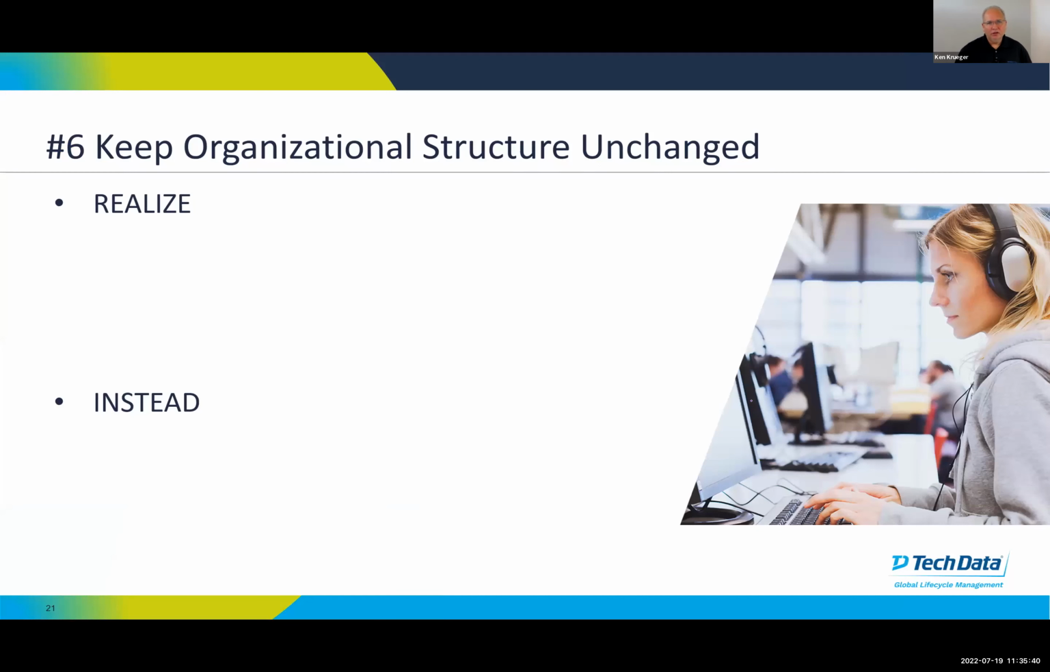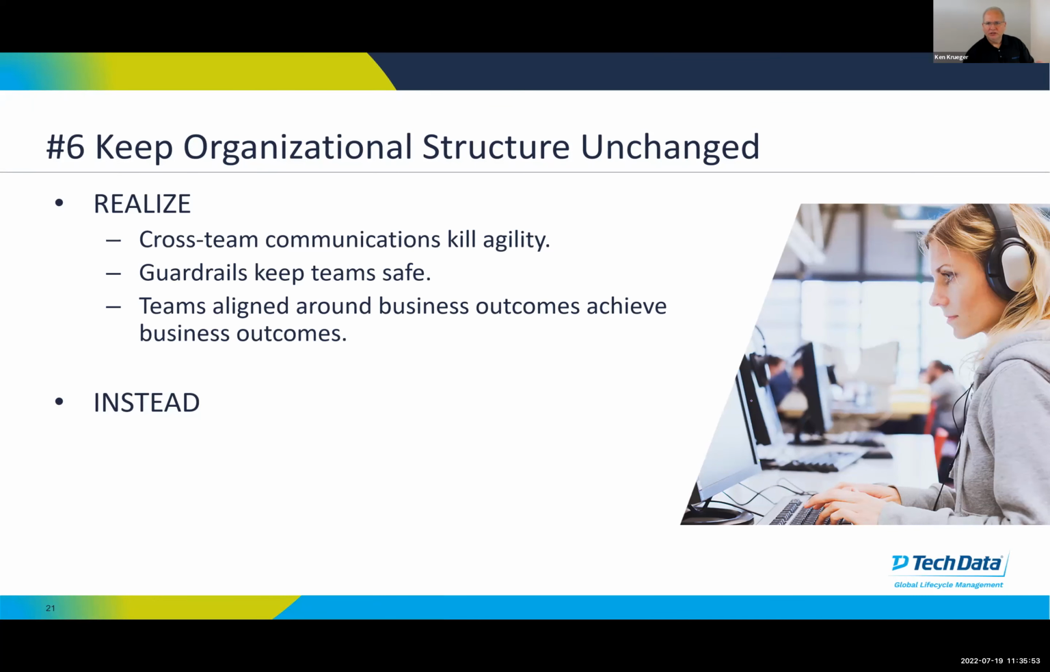Now, there is consequence to an organizational structure. Any organizational structure will lead to certain organizational results. And there's no good or bad organizational structures. It's just a matter of what result will you achieve. So cross-team communications kill agility, you know that.